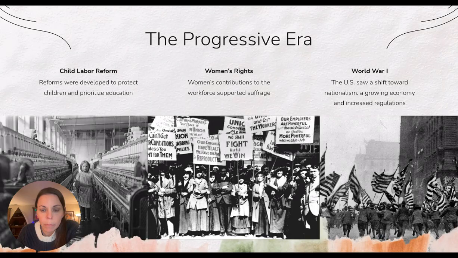Another highlight to this era was looking at women's rights because the men were primarily at war. Women were needed in the workforce, and with that, this leveraged their right to vote and have a different role in society.